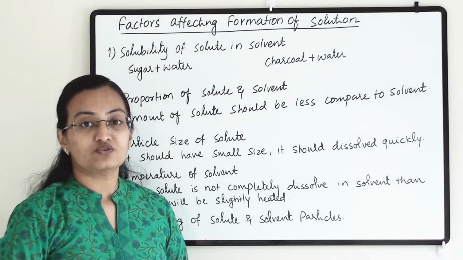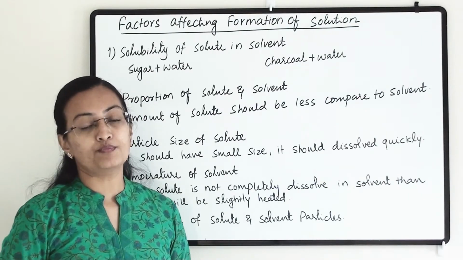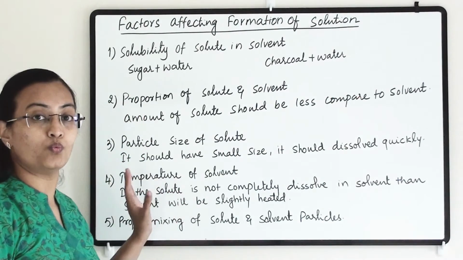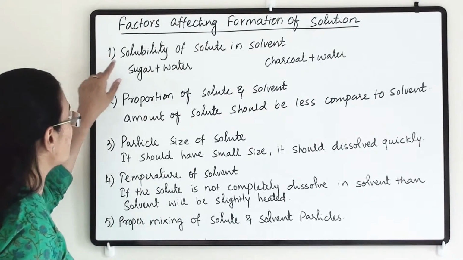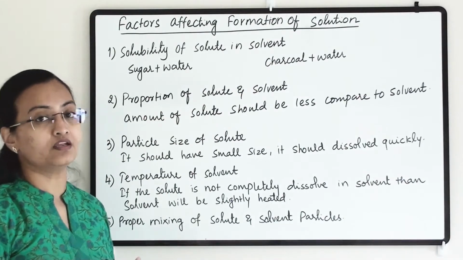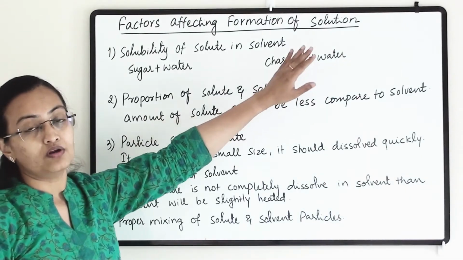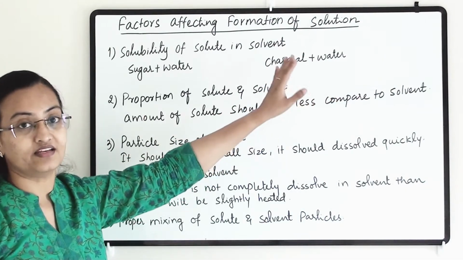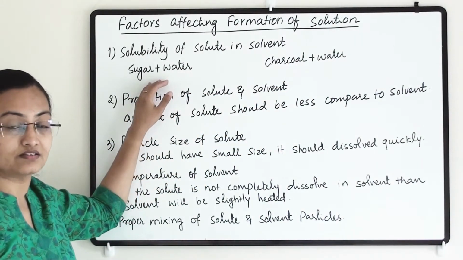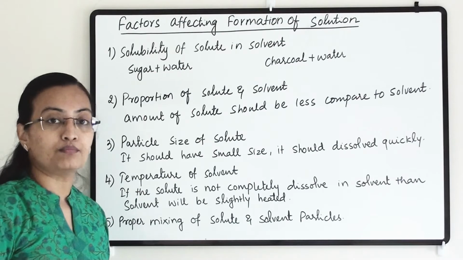Now when we are making a solution, we have to keep in mind some conditions and factors for the formation of the solution. So first one is the solubility of the solute in a solvent. The solute should be dissolved properly into the solvent, then only it will be called a solution. If we are adding charcoal in water, then it will not dissolve, so it is not termed a solution. But if we are dissolving sugar and salt in water, then it is called a solution. So solubility of the solute is important when we are making a solution.